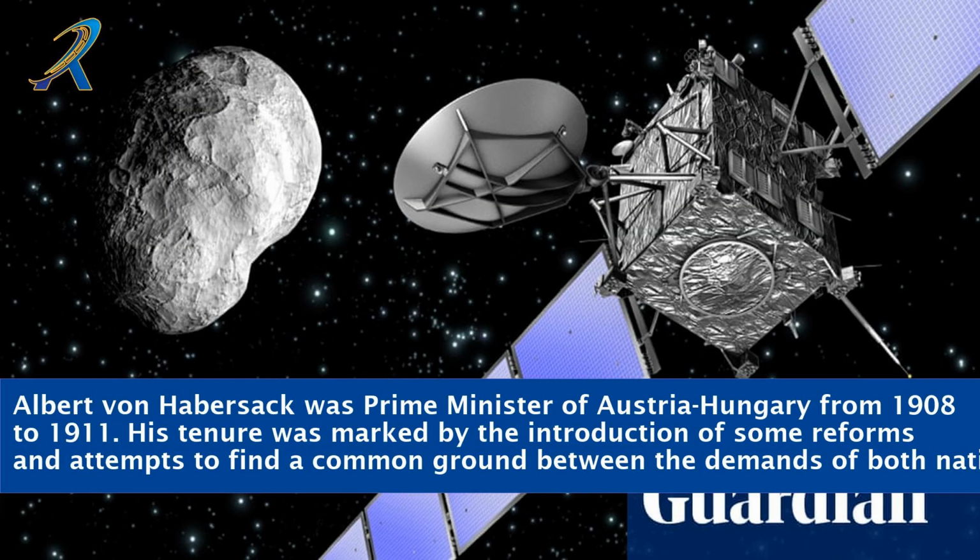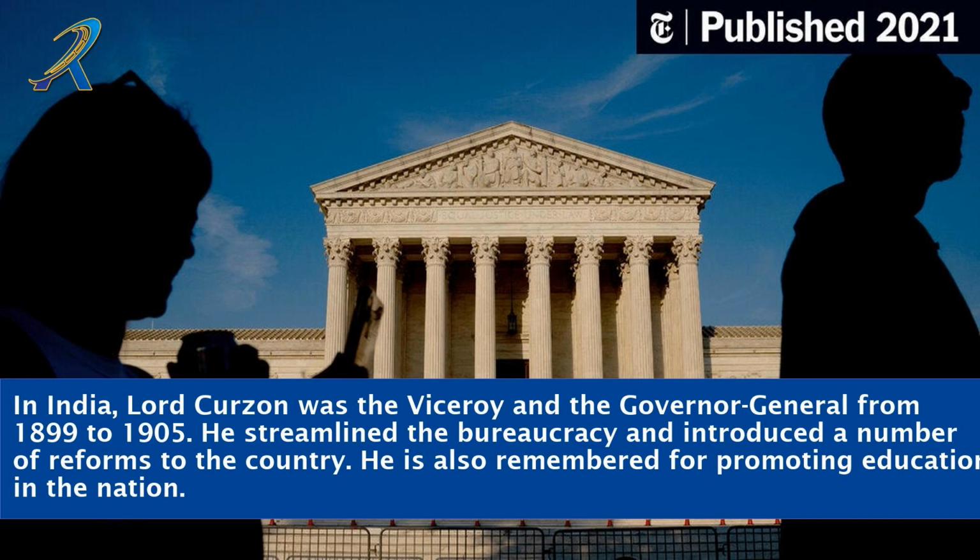Albert von Habersack was Prime Minister of Austria-Hungary from 1908 to 1911. His tenure was marked by the introduction of some reforms and attempts to find a common ground between the demands of both nations. In India, Lord Curzon was the Viceroy and the Governor-General from 1899 to 1905.